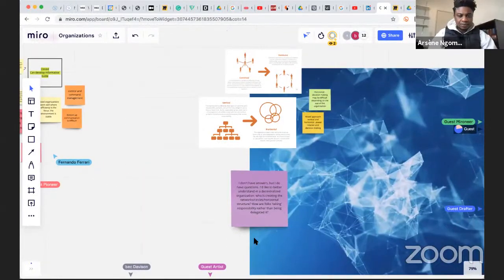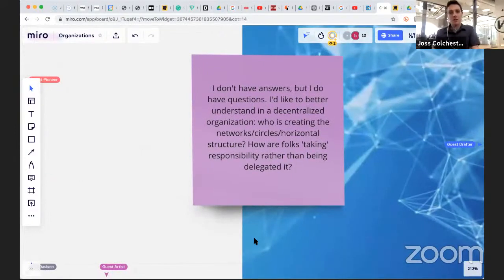What's this big purple one? I don't have answers, but I do have questions. I'd like to better understand in decentralized organizations, who is creating the network, circles, horizontal structure? How are folks taking responsibility rather than being delegated to?